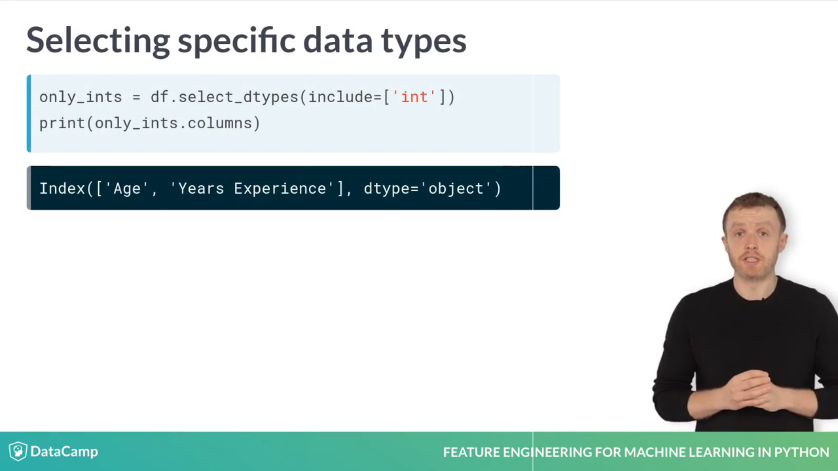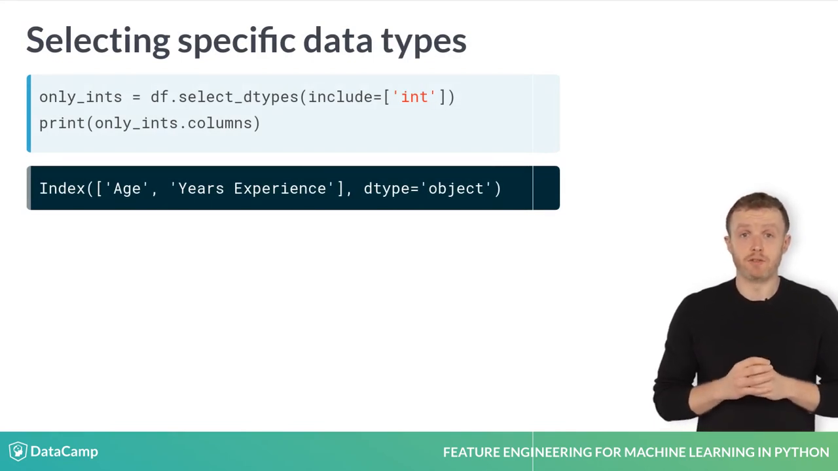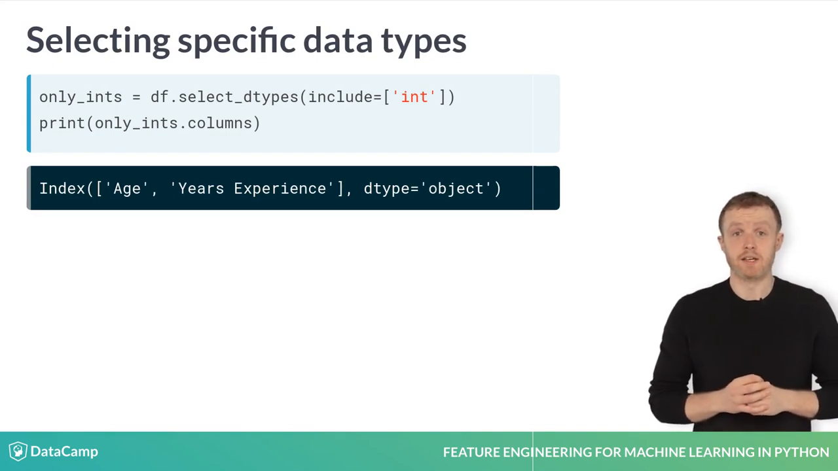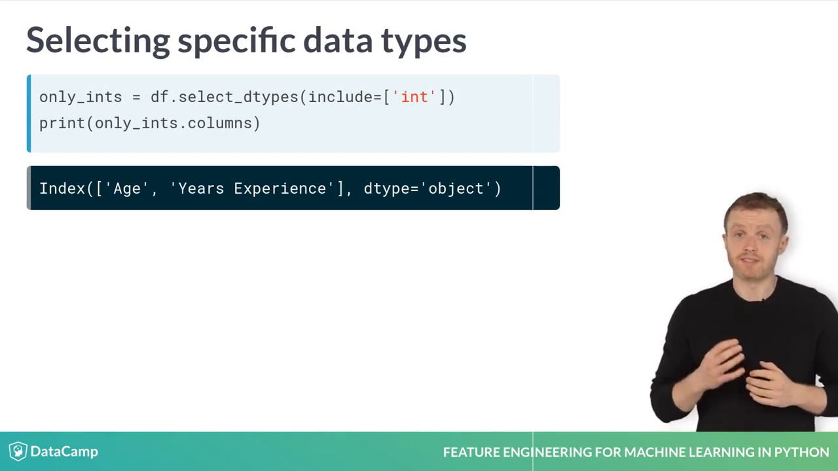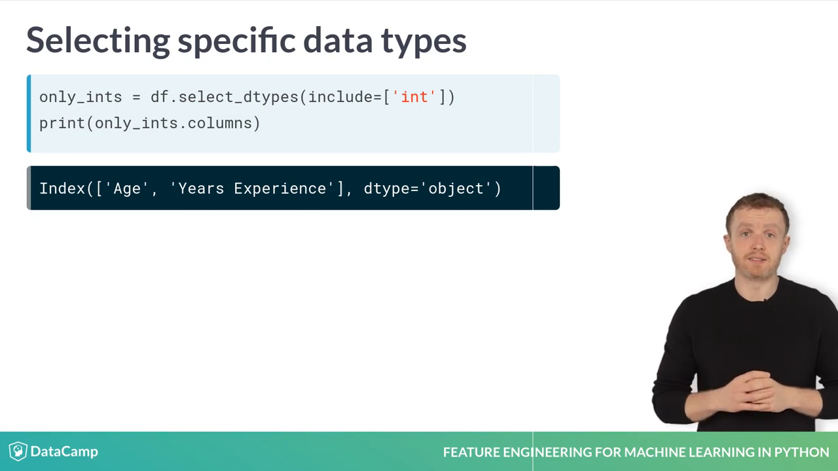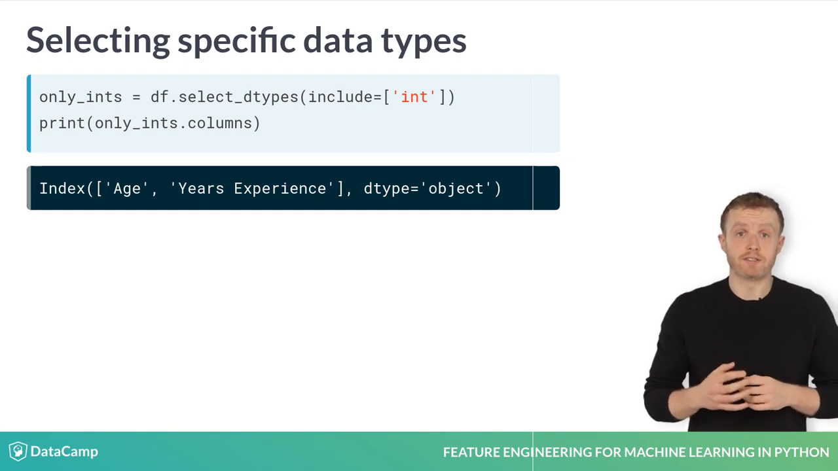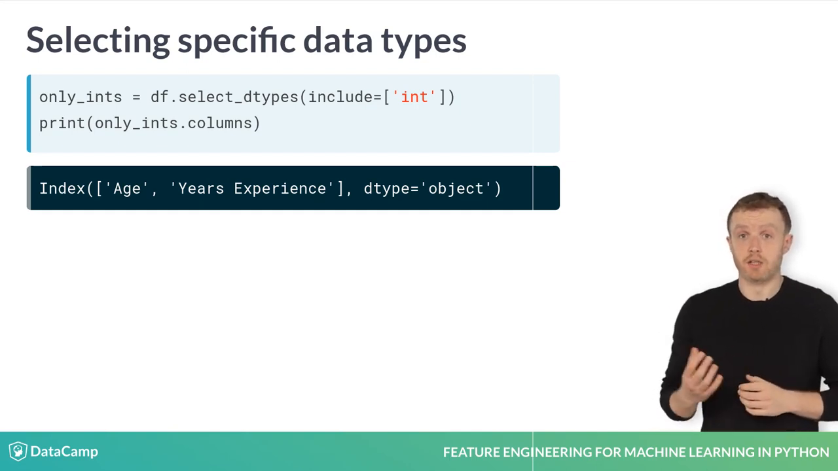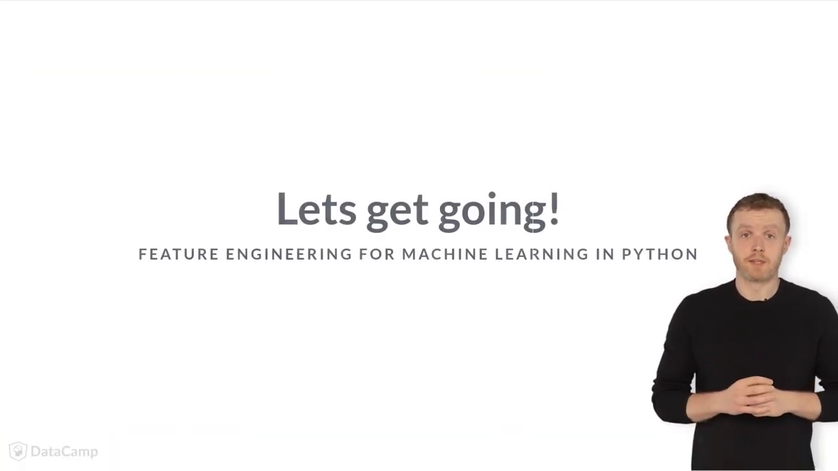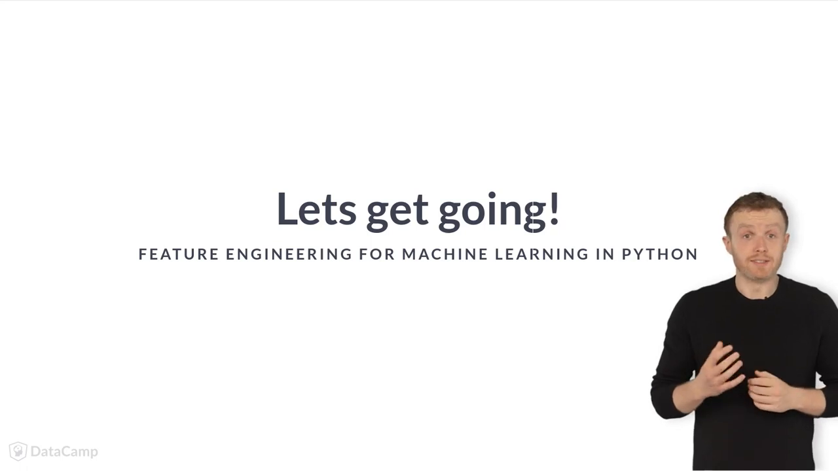Knowing the types of each column can be very useful if you are performing analysis based on a subset of specific data types. To do this, you can use the select_dtypes method and pass a list of relevant data types to the include argument. For example, if you want to select only the integer columns, call the select_dtypes method on df and set the include argument to int. Let's get right into it and start practicing.